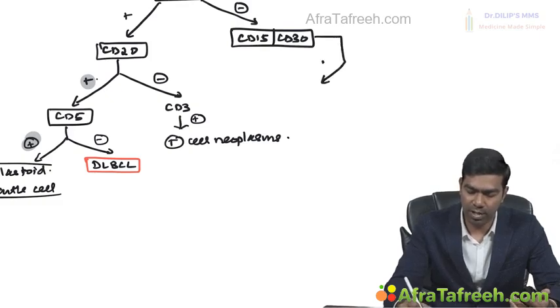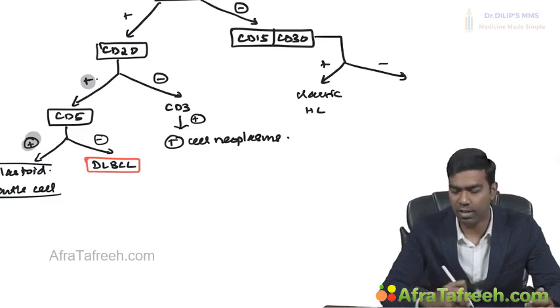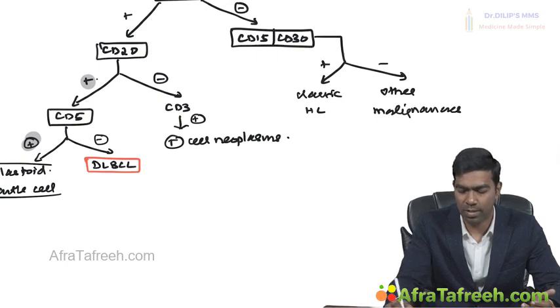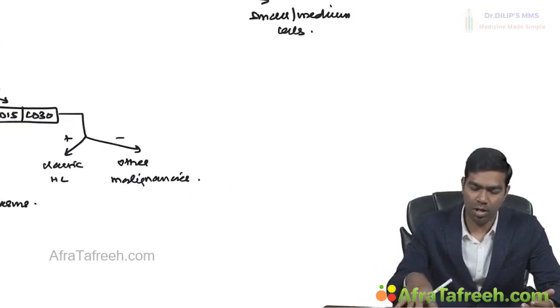Now see if CD15 or 30 are positive. If CD15 or 30 is positive, it typically goes towards a classic Hodgkin lymphoma. If CD15 and 30 are negative, it goes towards other lymphoid malignancies. You have to screen more, but in exam it is not important. This much is enough. Then we move on to the small or medium cells algorithm.